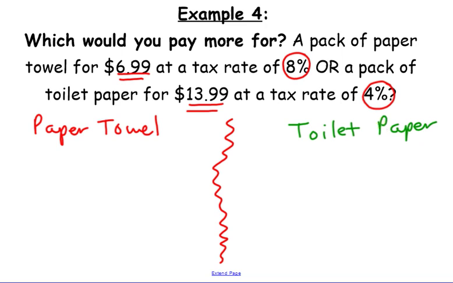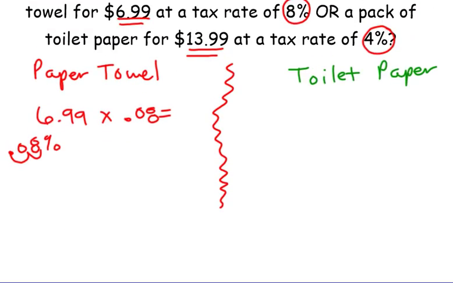All right, so let's calculate the paper towel first. The original price is $6.99 and the tax rate is 8%. So my 8% here, I move the decimal point back 2 spots. So it's going to be times 0.08. Go ahead and calculate that.